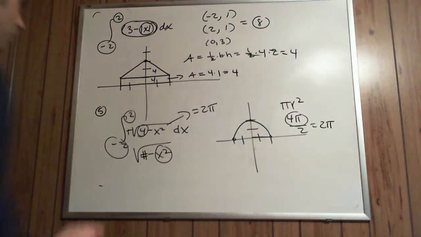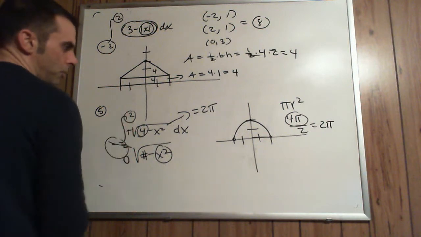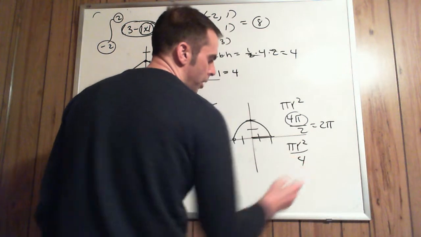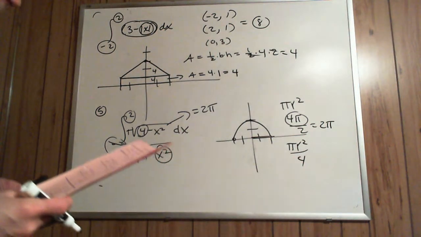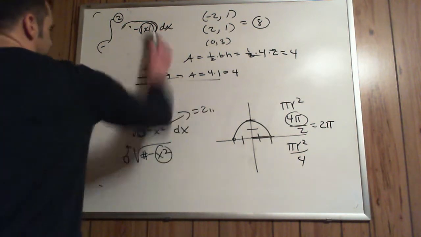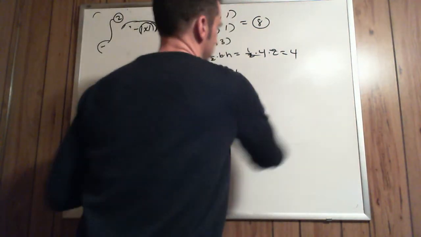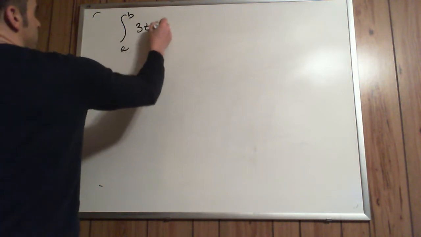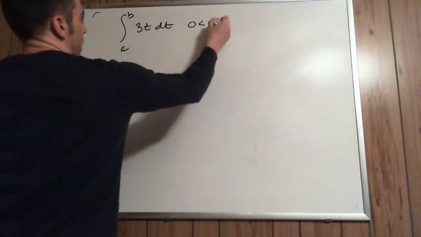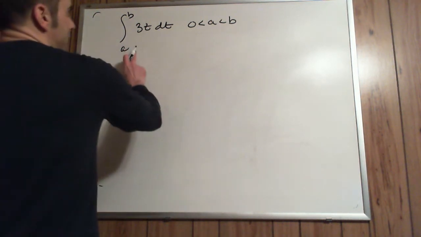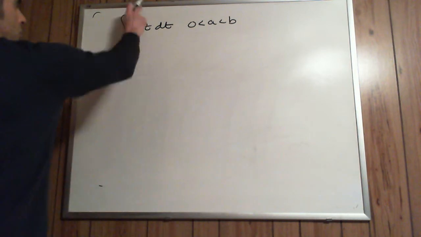Be careful, if it went from just say 0 to 2, then that would just be a quarter of the circle, so it'd be pi r squared divided by 4. So that would be then pi over 2, the area. And number 6 is the definite integral from a to b of 3t dt, 0 less than a less than b. So everything's positive. A is smaller than b, so this is your bigger number.